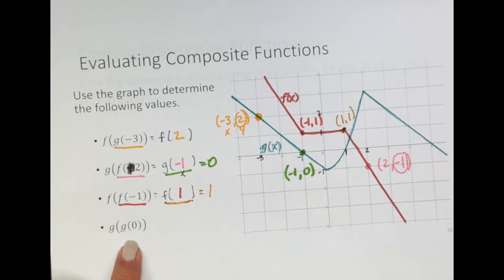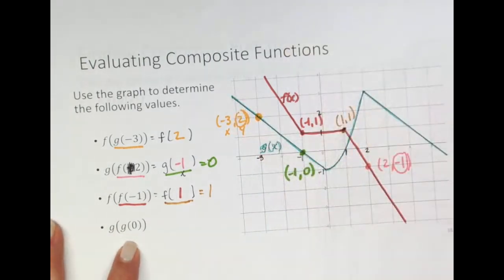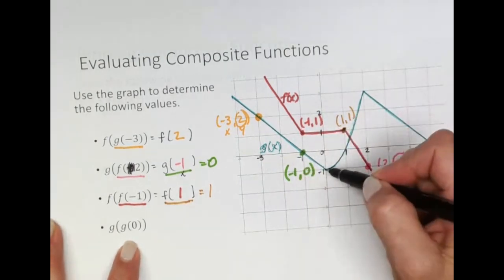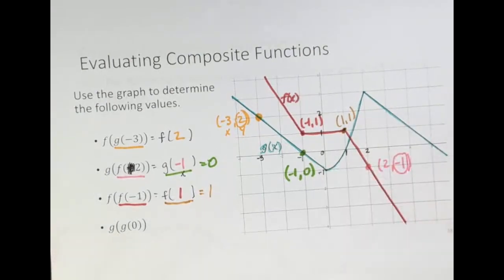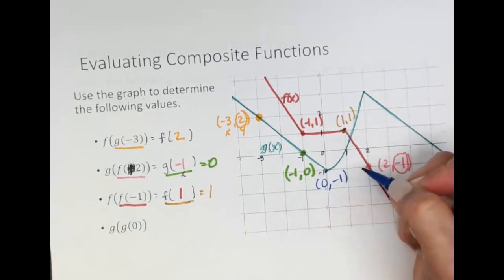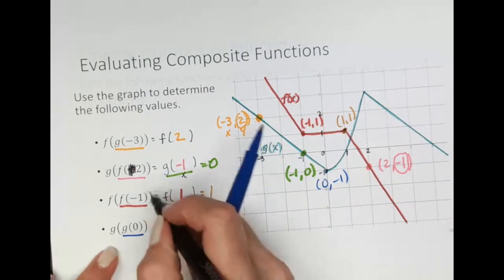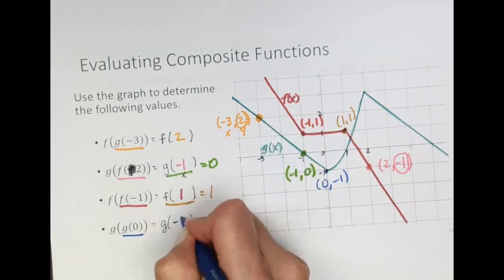All right, one more, g of 0. We're back on the g graph now, our teal graph. X is 0, there's the origin right there. So the point we want to graph is this point. The coordinates of this point are 0, -1. So let's put that one in. So g of 0 is -1.